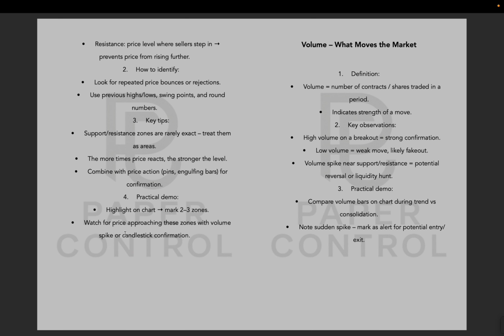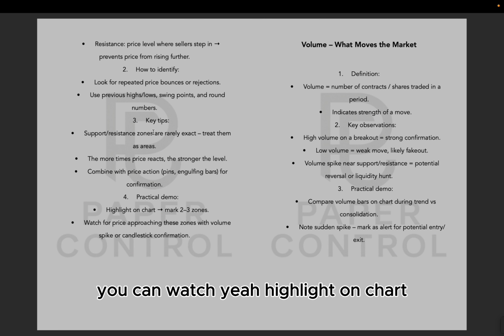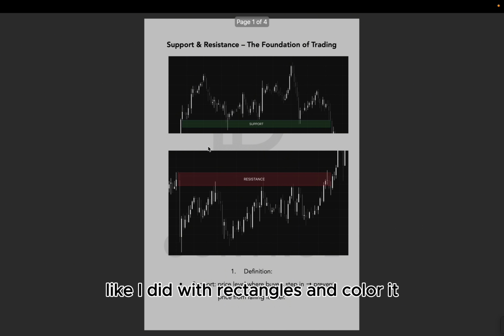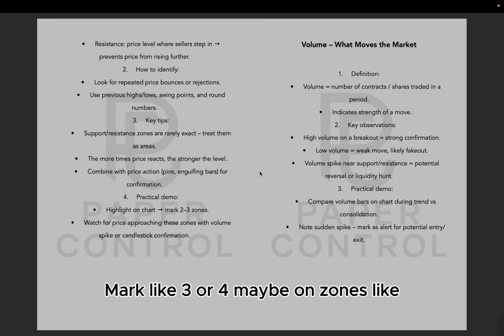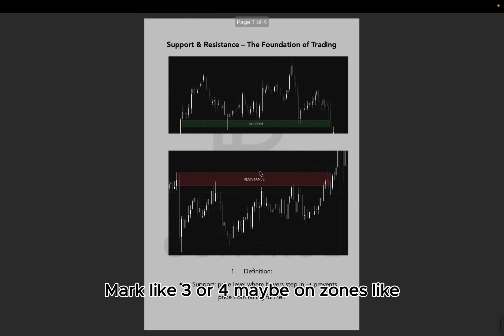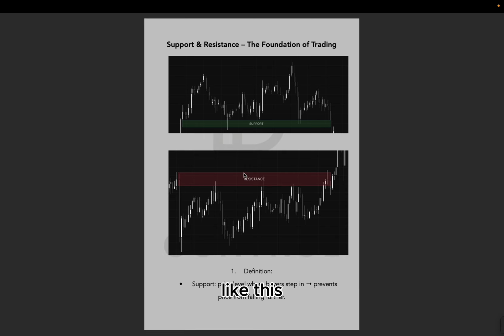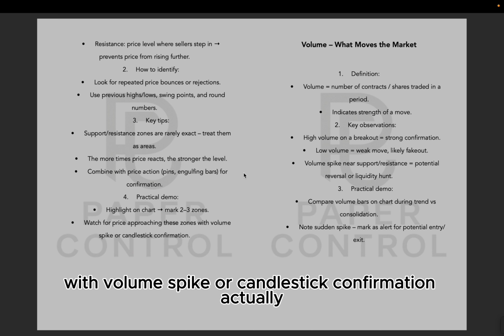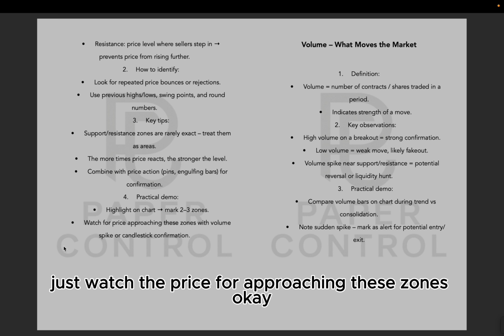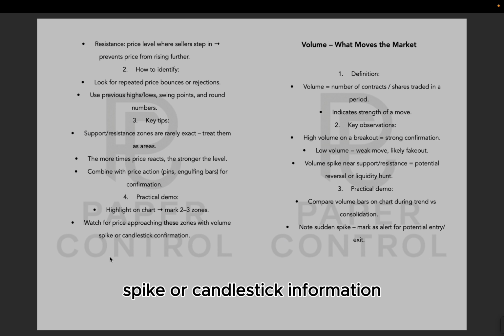So you can highlight on the chart like I did with rectangles and color them. Mark maybe 3 or 4 zones like this, and just watch the price approaching these zones. We'll talk about volume spikes or candlestick confirmation later as well.